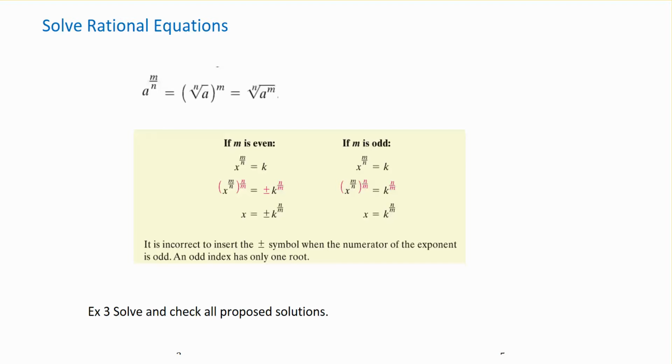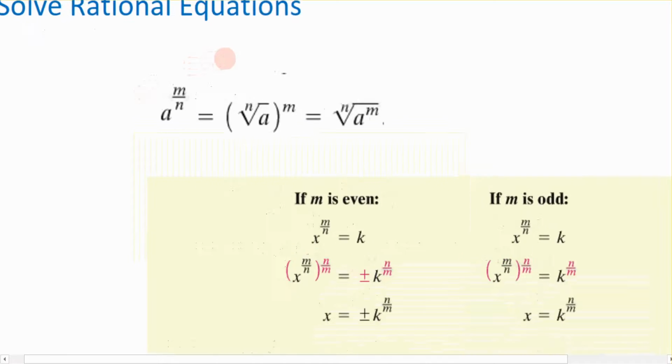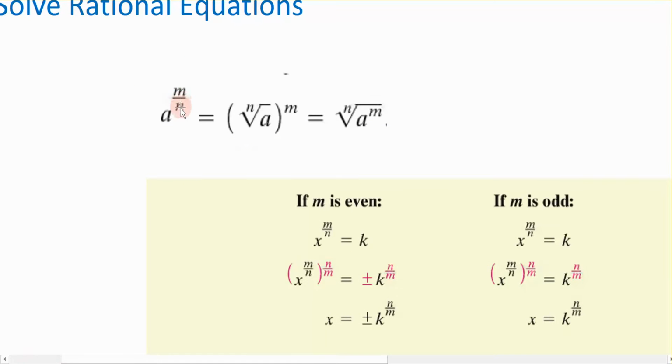In this video, we're going to talk about solving rational equations. Before we begin, we need to remember some basic facts about rationals and radicals and exponents. So here I have a rational expression, a raised to the m/n power. We can rewrite this rational expression, which is a base raised to a fractional power.